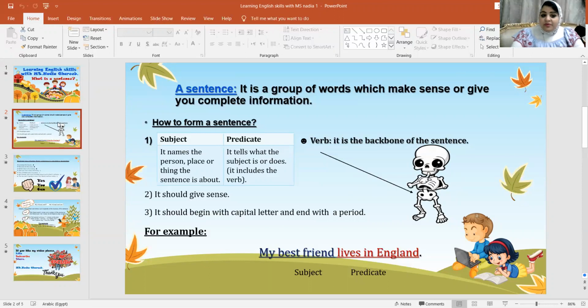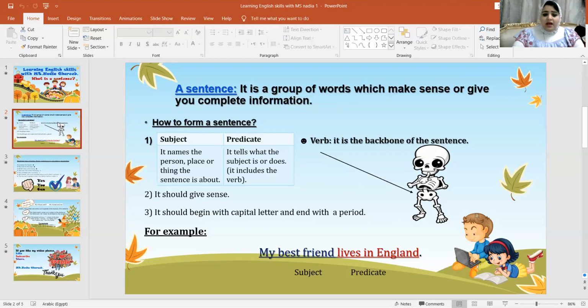Rule number 2, the sentence should give you sense. In other words, you should get complete information from your sentence, a clear message. Number 3, which is very important, and most of you don't do it and lose marks, is the punctuation marks. Any sentence should begin with a capital letter and end with a period, or what we call a full stop.